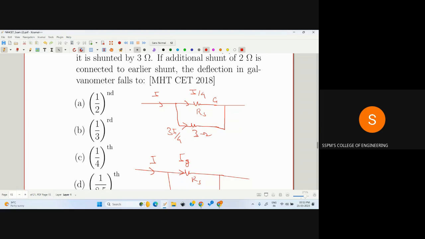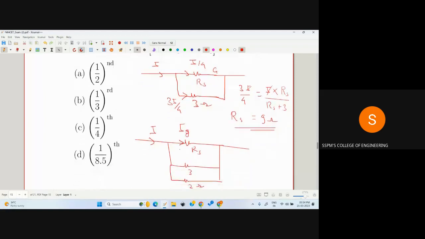3I/4 is the current flowing through 3 ohm, which is equal to, how do we find it, the total current I multiplied by opposite resistance RS divided by RS plus 3, the sum of resistances which are connected in parallel. 3 and RS are in parallel, so the summation is taken here. After solving this, the I and I will cancel, and it is very simple to solve. The answer will be 9 ohm. So we got RS as 9 ohm.